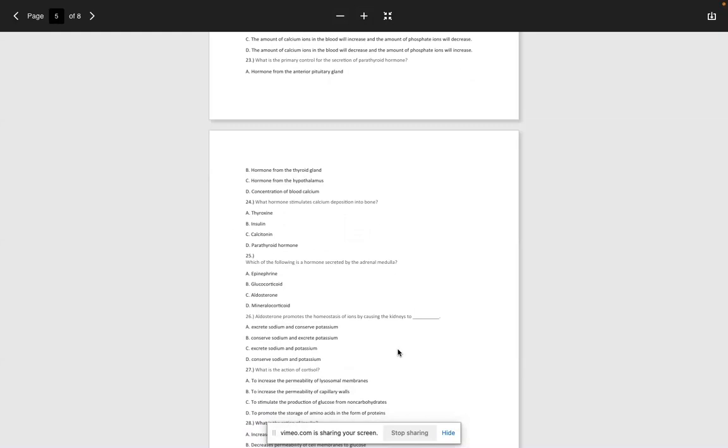Which of the following is a hormone secreted by the adrenal medulla? Epinephrine, glucocorticoids, aldosterone, or mineralocorticoid? Epinephrine, right? Those are catecholamines, epinephrine, norepinephrine. It just comes down to the structure of the gland and where they work on receptors. You remember back in the autonomic nervous system, there's beta 1 receptors. Epinephrine primarily works on the beta 2 receptors.